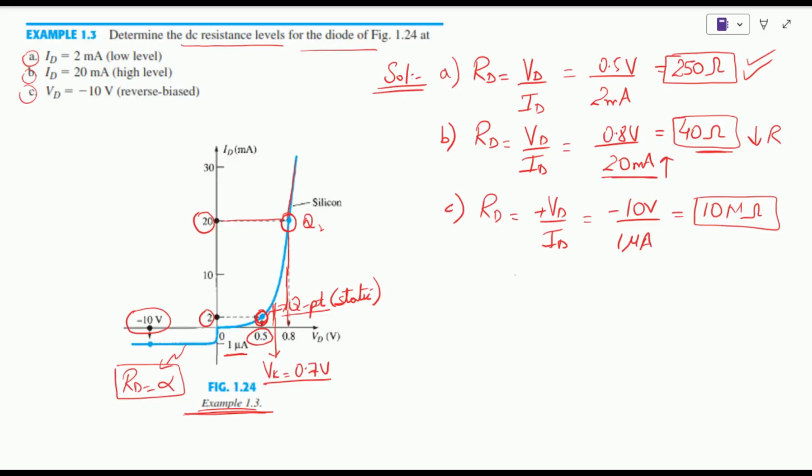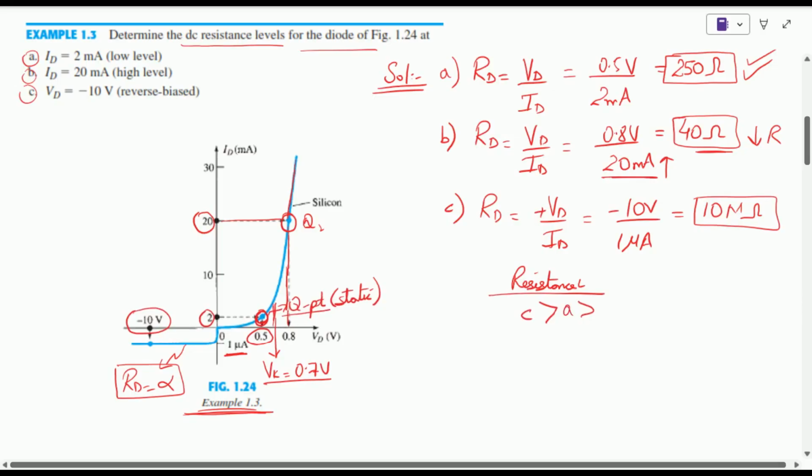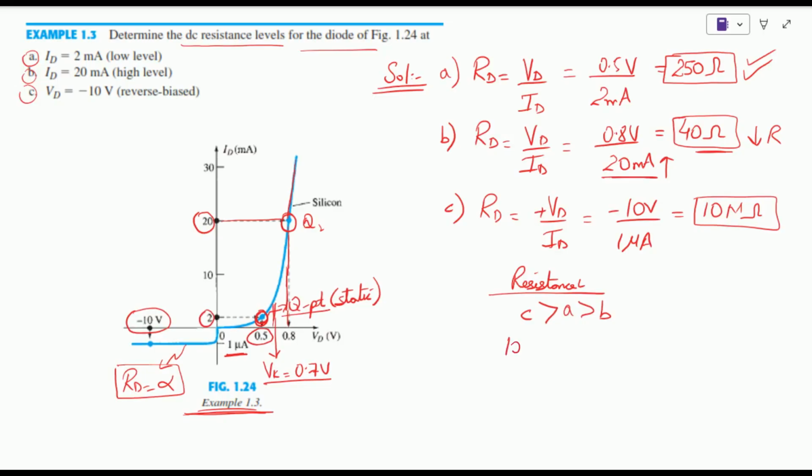So in terms of resistance, if we compare all these three results from all the parts, we can see the resistance of part C is very high, then next in line is the first part, which is A, and finally the lowest, which is 40 ohms. So 10 mega ohm is greater than 250 ohm, which is greater than 40 ohm. This is what we got, and we mathematically verified this and graphically also understood that in the reverse bias region, the resistance is very high.